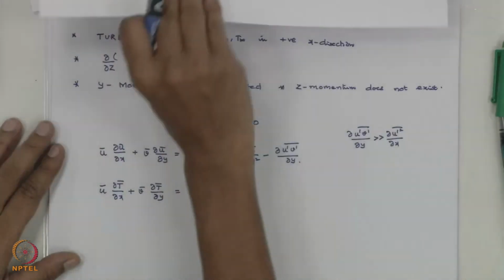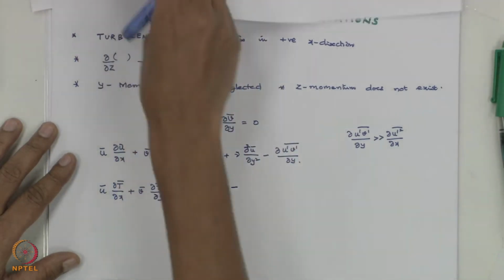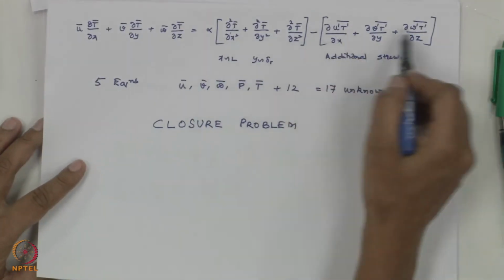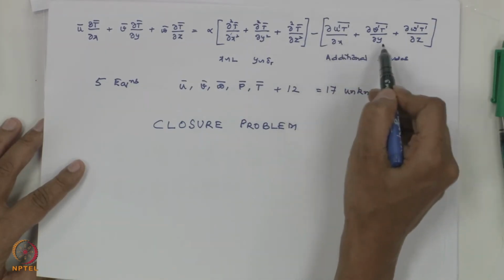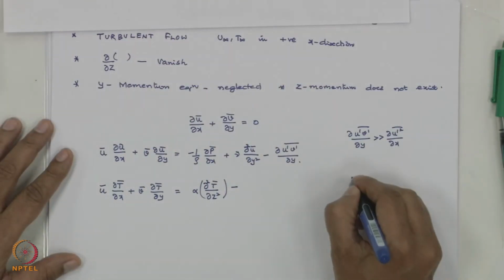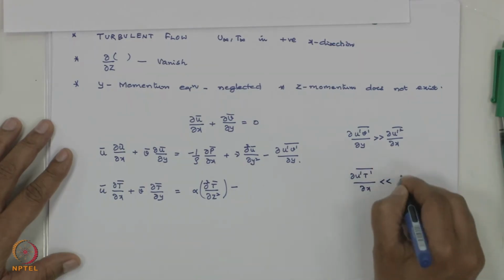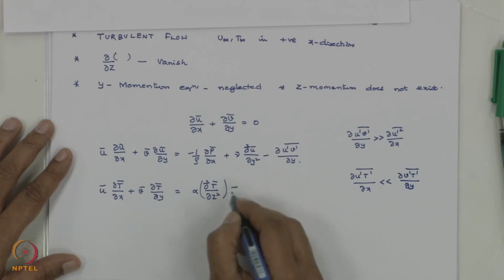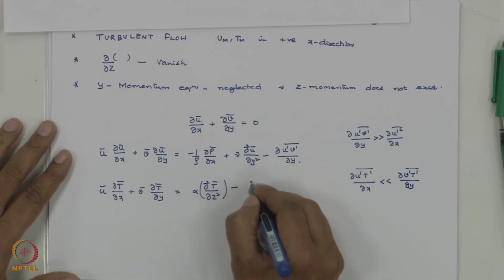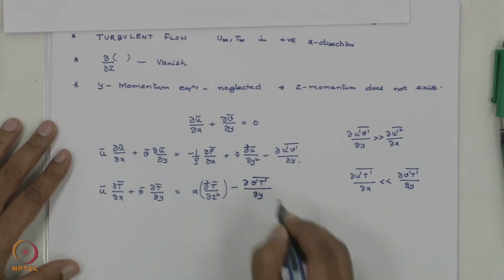So you have alpha del squared T bar by del Z squared minus, now we have three terms. Out of these three terms, the del by del Z term is not there. Out of the remaining two terms, again, del of U prime T prime bar upon del X is less than del of V prime T prime bar upon del Y. So I will be left with only del of V prime T prime bar upon del Y.